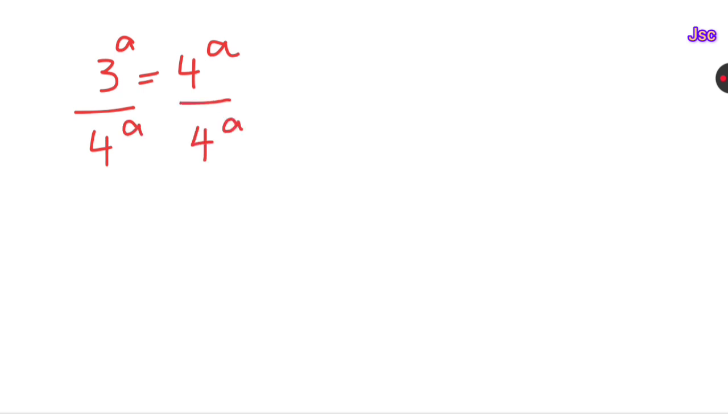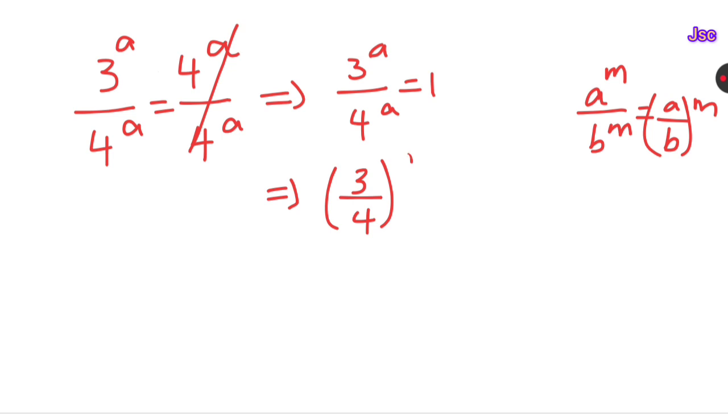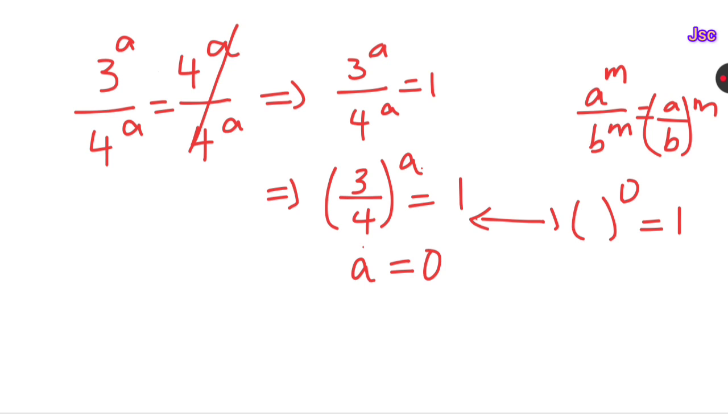So let's simplify equation 1. That is 3 raised to the power of a equal to 4 raised to the power of a. So divide both sides by 4 raised to the power of a, so that it is easy to solve. 3 raised to the power of a over 4 raised to the power of a equal to 1. Now it is in the form of a raised to the power of m over b raised to the power of m. We can write this as (a over b) whole raised to the power of m. So we can write this as (3 over 4) whole raised to the power of a, equal to 1. And we know that anything to the power 0 is 1. So comparing these two, we can say that a is 0.